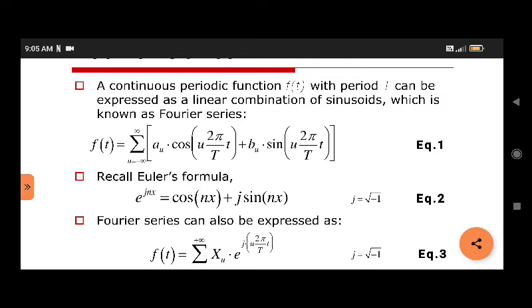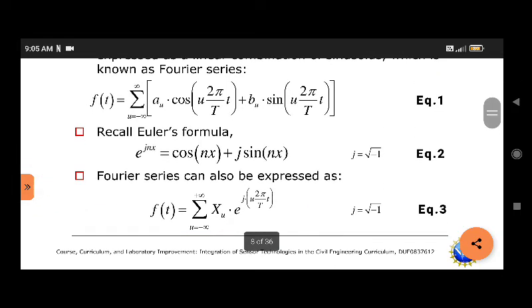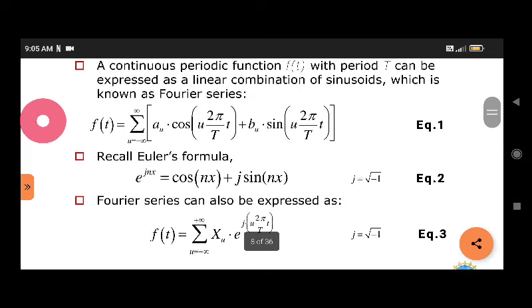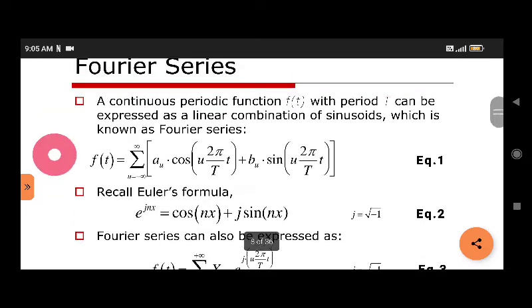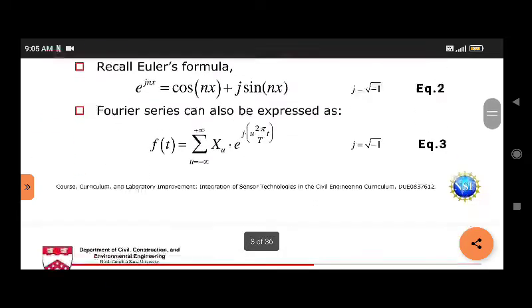Okay, then recall Euler's formula. If you studied mathematics in your first year, then you know what Euler's formula is. By using Euler's formula, you can convert the signals into this form. So e raised to jnx is equal to cos nx plus j sin nx. Okay, then the Fourier series can also be expressed like this. So these are the three equations which are very important for the Fourier series.